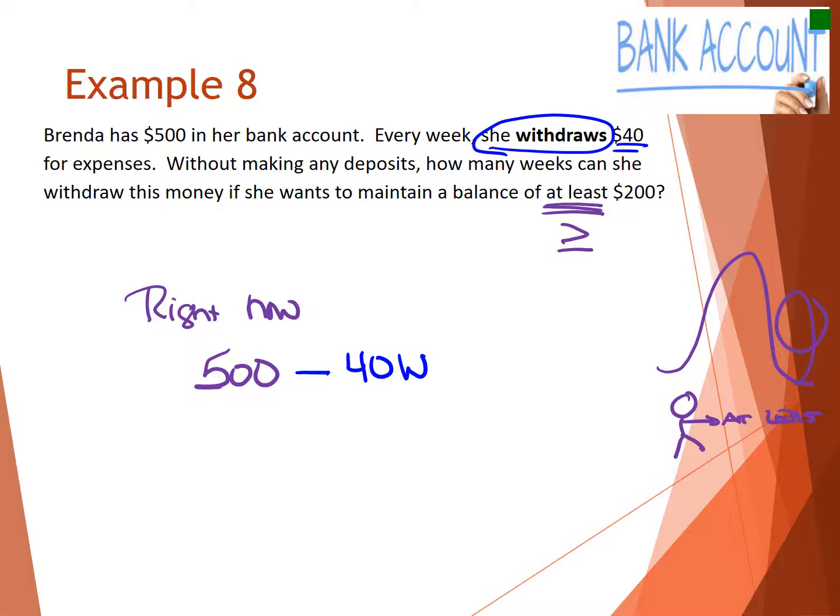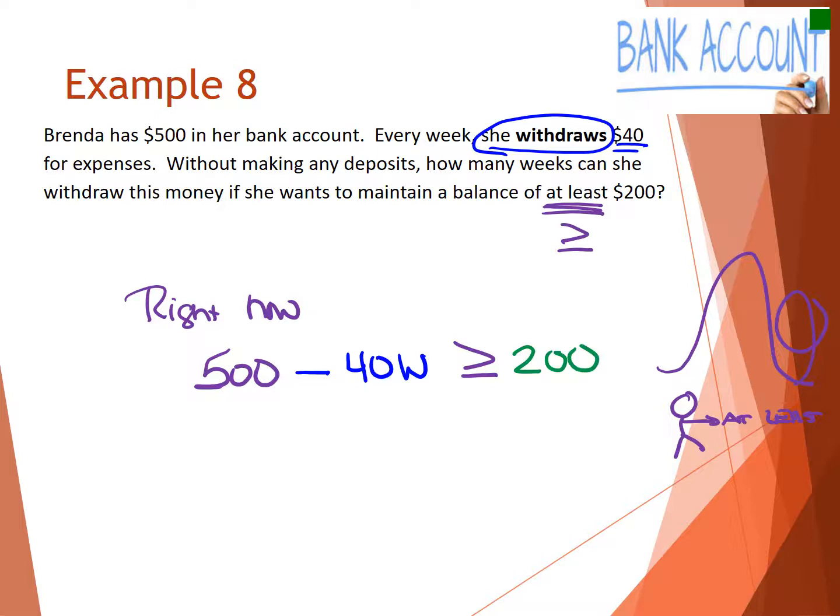$40 for 1 week, $80 in 2 weeks, $120 in 3 weeks. And we want to know, she's not going to put any money in, how many times can she do this and still have at least, that's our greater than or equal to, the $200.